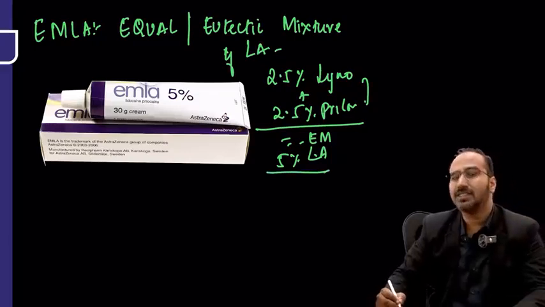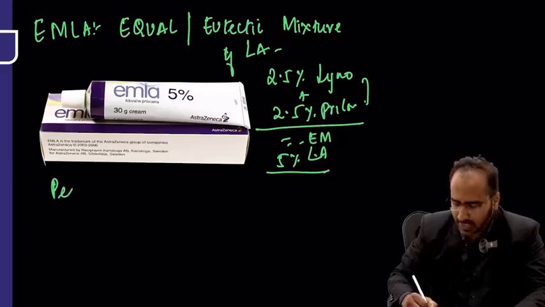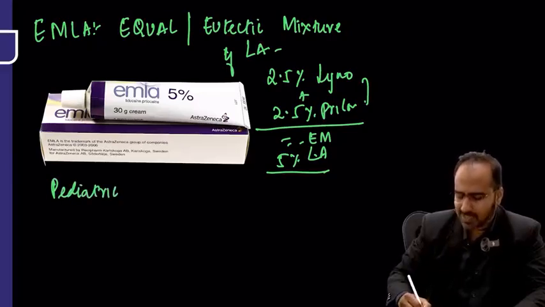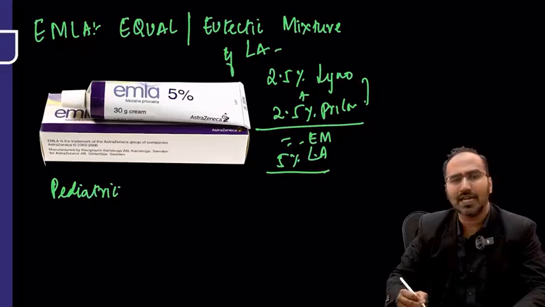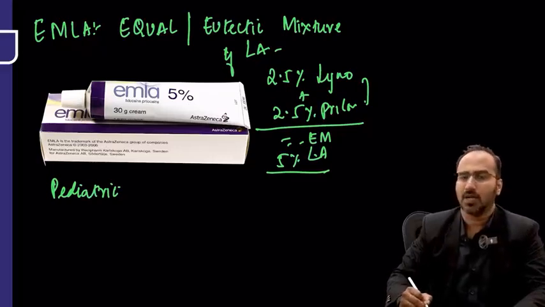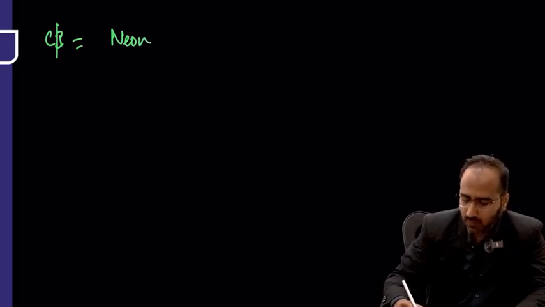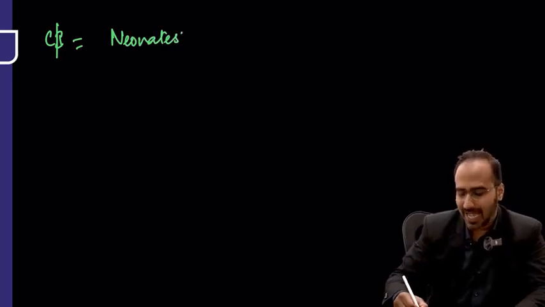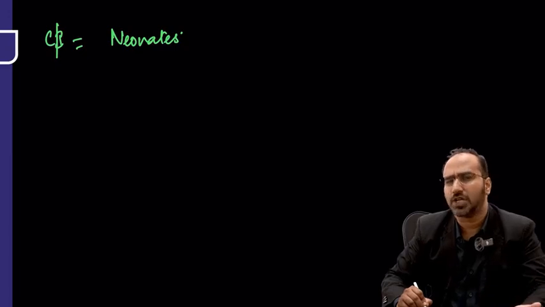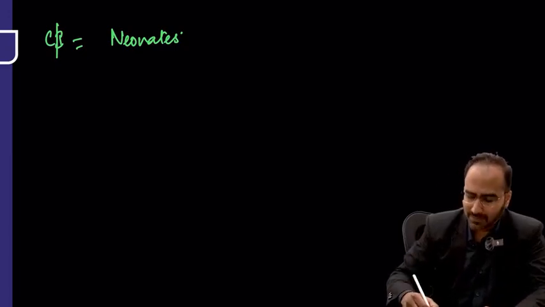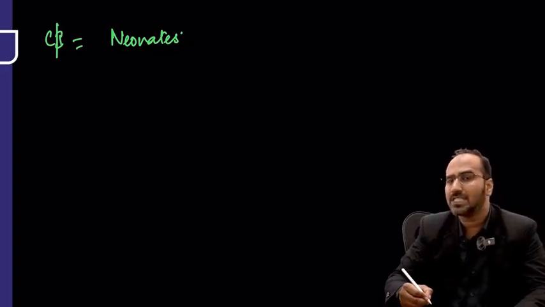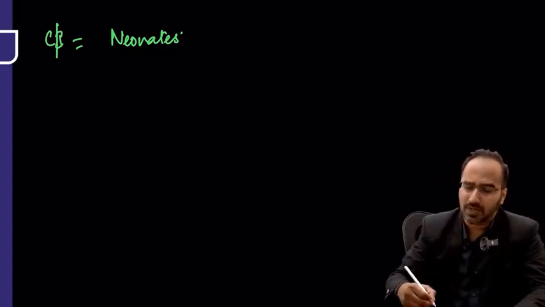Now guys, EMLA is usually used in pediatric cases where the child is not allowing you to put an IV cannula. You can go for EMLA cream. But there is a contraindication to EMLA. EMLA should not be applied in neonates. Why, sir? Because first of all, it is not needed. Second, lignocaine and prilocaine present in EMLA will get absorbed through the neonatal skin.